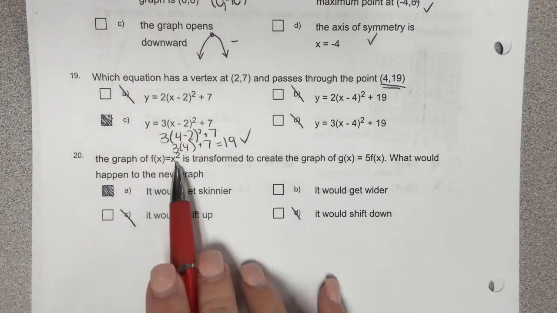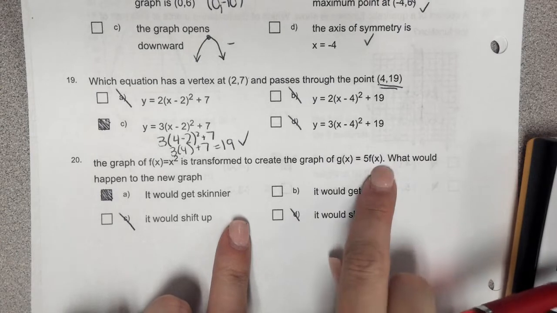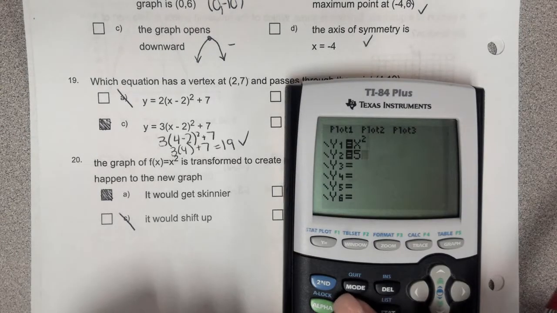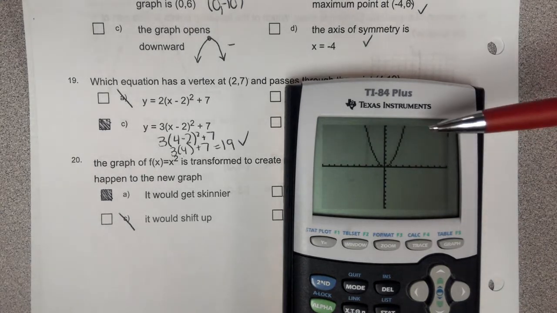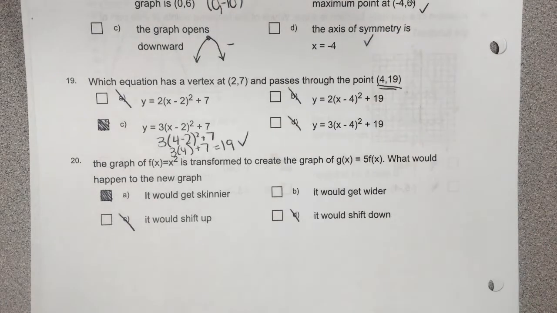And you could test it out with the parent function, y equals x squared. And then what we're doing is we're taking the function but putting a 5 in front. So we're going to take 5x squared. So if that's your original, and that's your new one, it got skinnier.